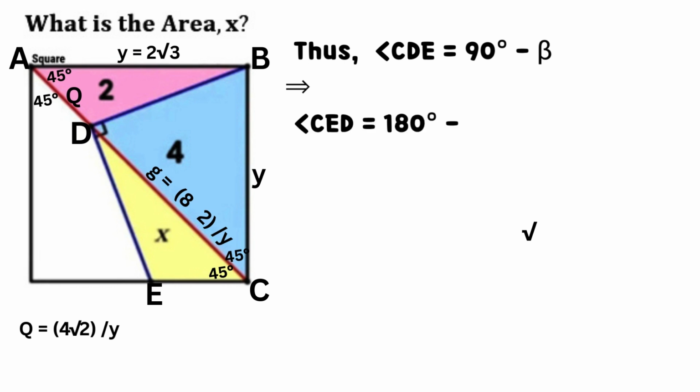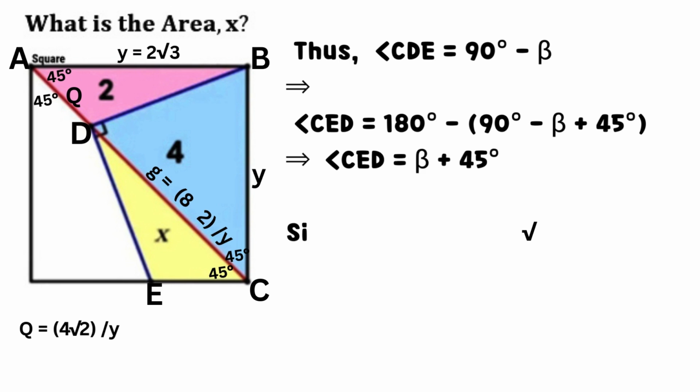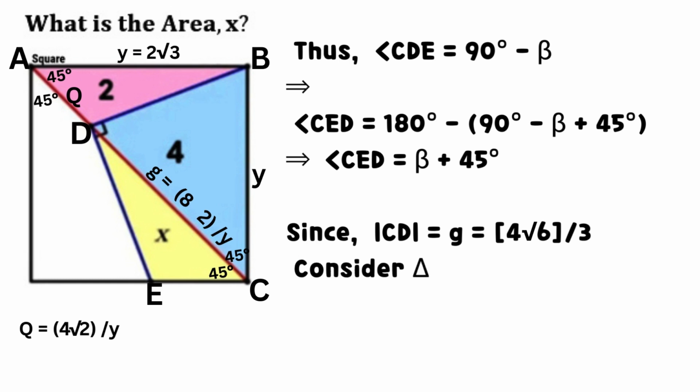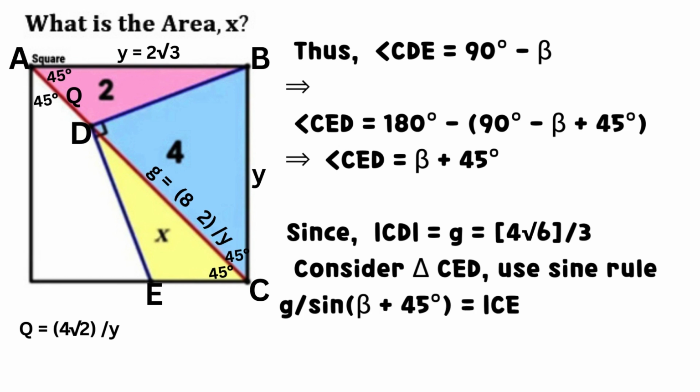Thus, angle CDE equals 90 degrees minus beta. It follows that angle CED equals the sum of beta and 45 degrees, after substitution and simplification of values. Since line CD equals G, which equals the product of 4 and the square root of 6, all divided by 3. From triangle CED, use sine rule. G divided by sine of the sum of beta and 45 degrees equals line CE divided by sine 90 degrees minus beta.